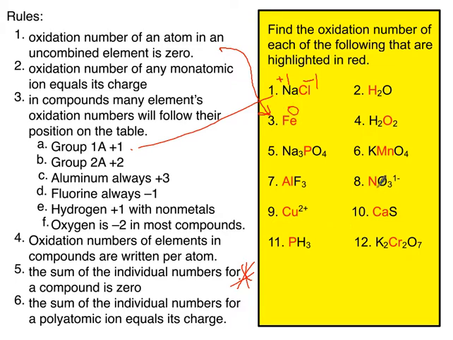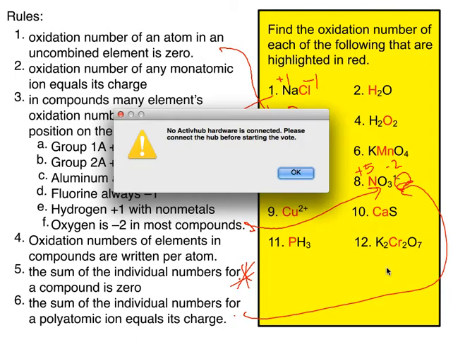If I look at number 8, nitrogen doesn't have a rule. Oxygen is -2 in most compounds, so that's -2. So here, because it's in a polyatomic ion, so for rule number 6, it has to add to -1. There are 3 oxygens. 3 times -2 is -6, so if I have to add to -1, then nitrogen has to be +5, because 5 minus 6 is -1.